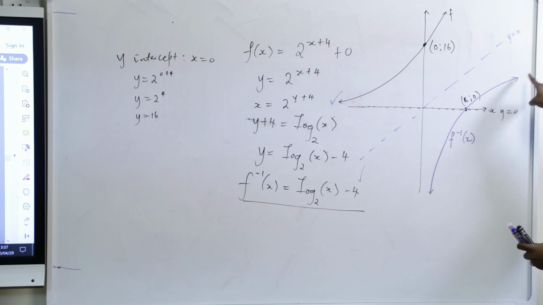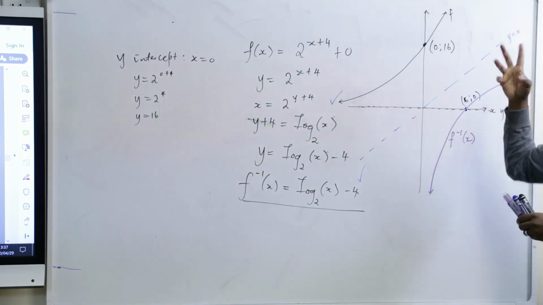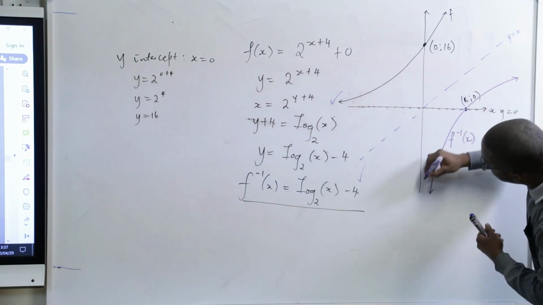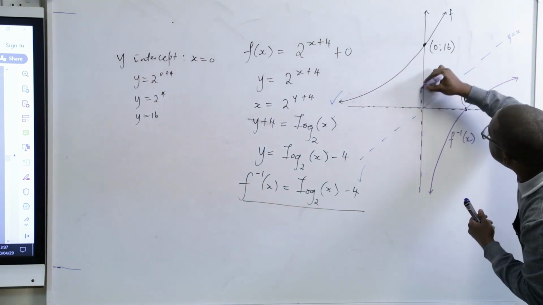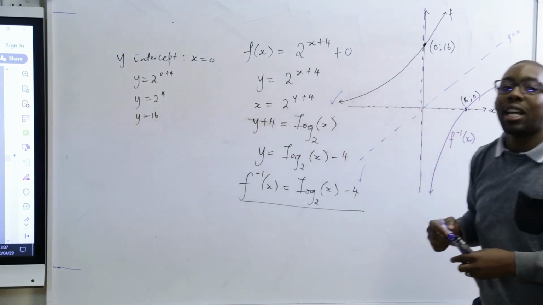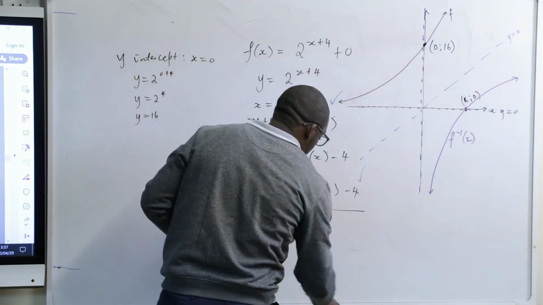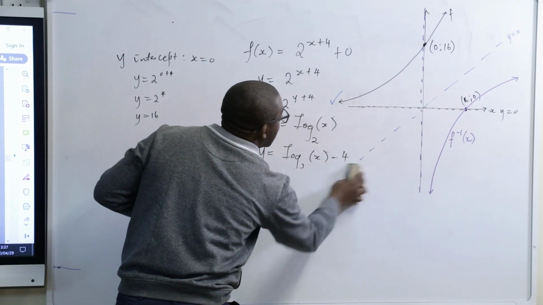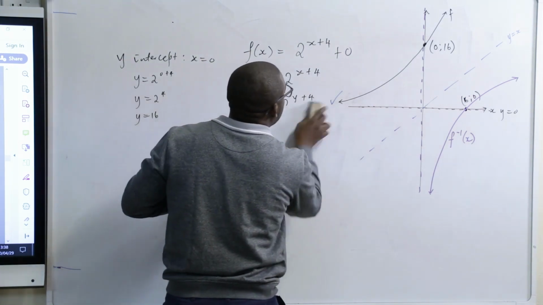And this purple graph, its asymptote is no longer the x-axis. Funny enough, its asymptote is now the y-axis. Because everything about y and x has been interchanged.